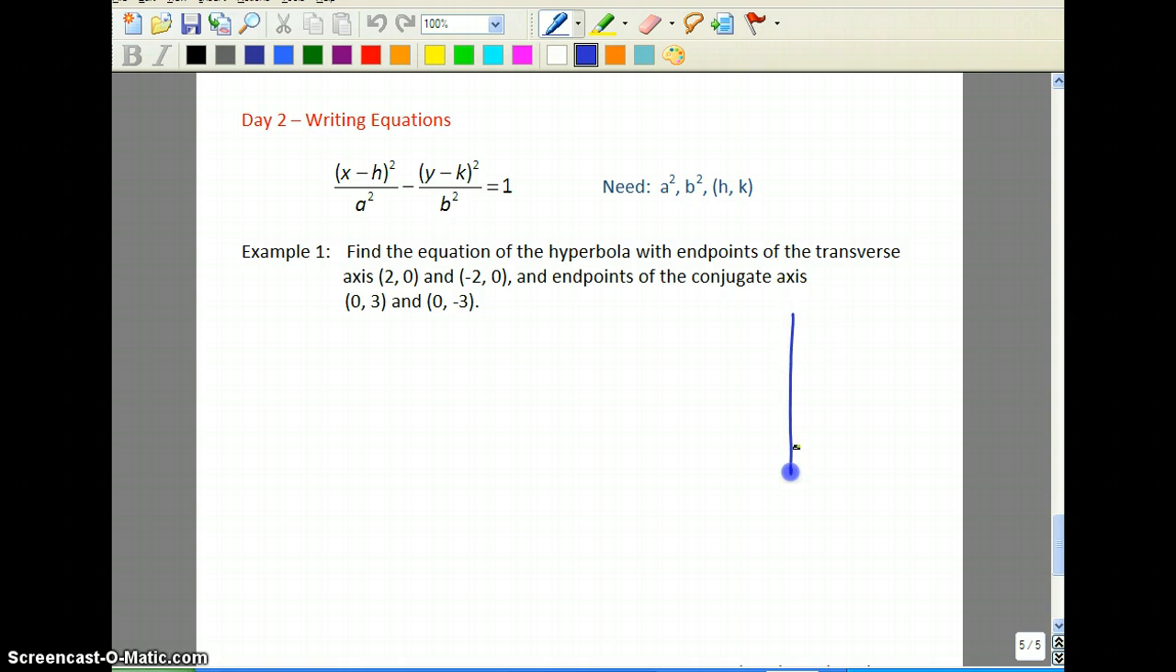So if we sketch that, we would know that at 2, 0, there's a vertex, and at -2, 0, there's a vertex. So just from that information, we should be able to tell that the center of this hyperbola is 0, 0, the midpoint of the transverse axis. Other things we can tell. We always know that the distance from the center out to that endpoint is a. So in this problem, a is equal to 2. We need to know what a squared is, so that would be 4.